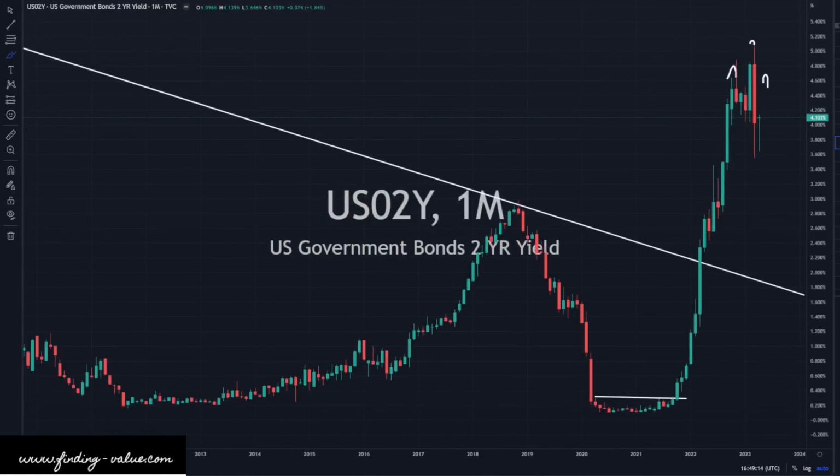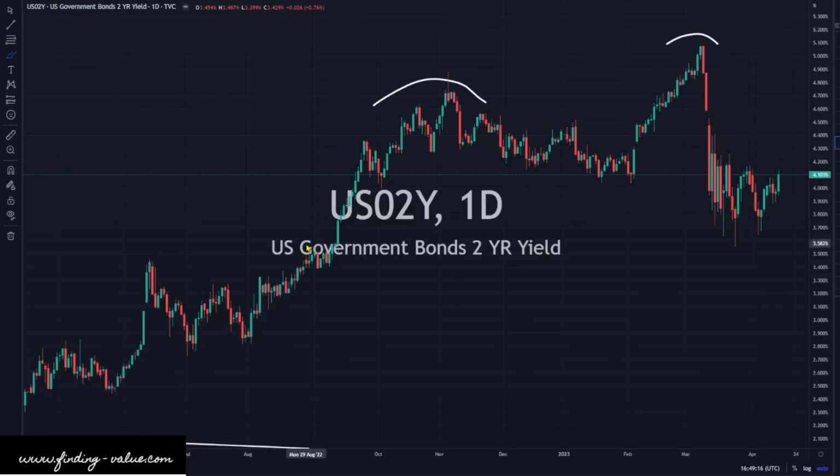Now, that doesn't mean that we go straight higher. I don't know what it is with Twitter, YouTube, and everyone else, but everybody thinks if I say that something's going to go much higher, that it's just going to go there in a straight line. That is not how markets work.